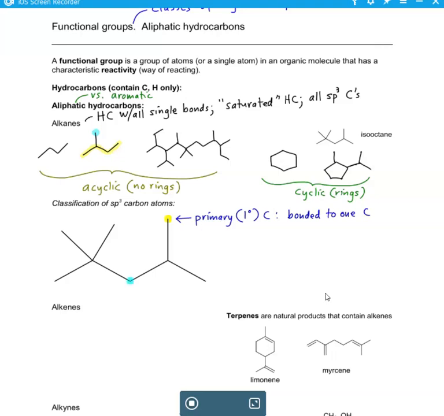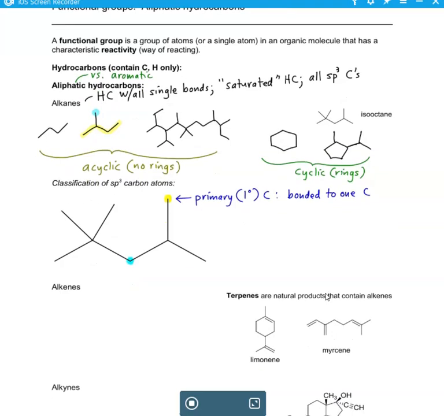Let's move over here and look at the carbon atom that I've highlighted in blue. This carbon is directly bonded to two other carbons, one on the left and one on the right. This is called a secondary carbon.